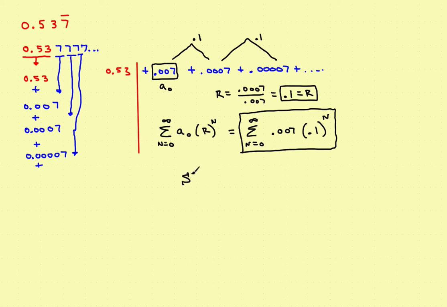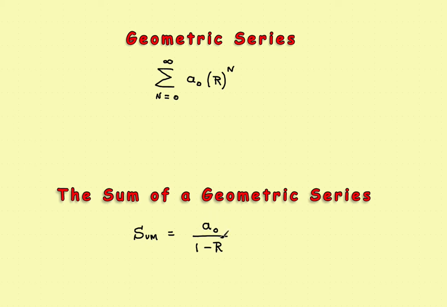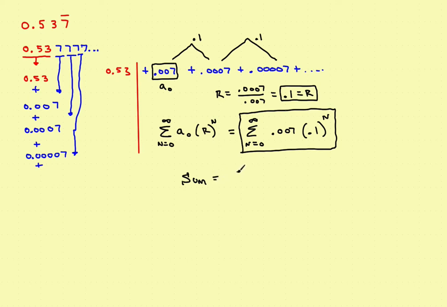So the sum of just the blue part of the series, and again I'll go back and check my formula. Again, the sum is the first term divided by 1 minus the common ratio. So that's going to give me a sub 0 divided by 1 minus r. Well, in this case, a sub 0 is 0.007. Then I've got 1 minus the common ratio of 0.1. So that gives me 0.007 divided by 0.9.